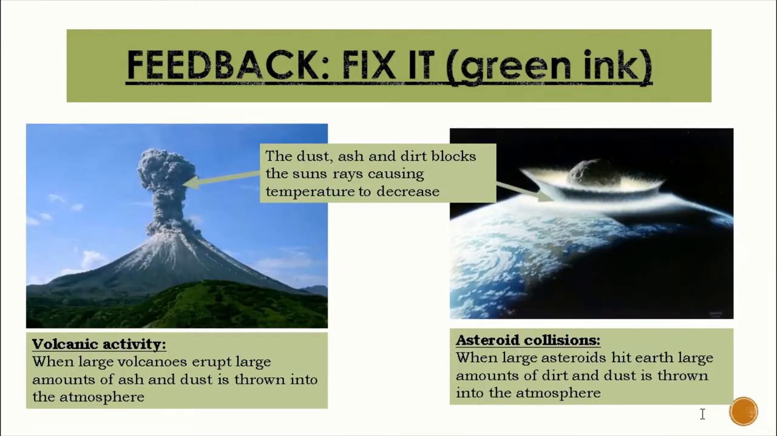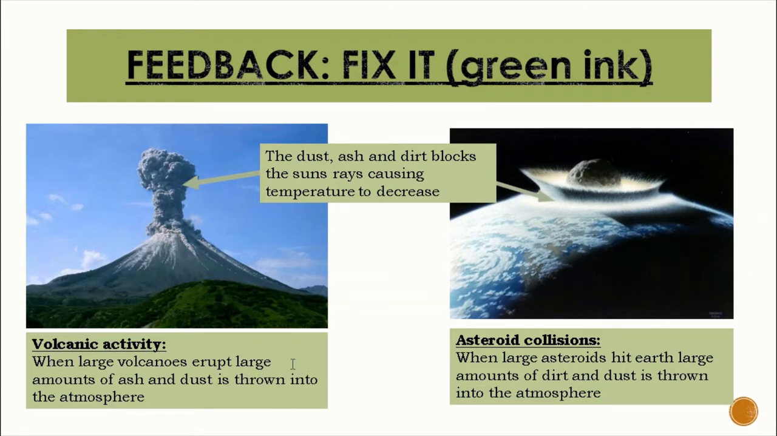Perfect, so you should have completed those 2. We're now going to move on to the final 2. And these 2 are very, very similar. So volcanic activity is your large volcanic eruptions which occur, and your asteroid collisions are when you have large asteroids, large rocks entering the atmosphere and hitting the Earth. Both of these cause the climate to temporarily decrease, so to become much colder. And the reason for this is because the sun's rays are blocked out, which means that less radiation can reach the Earth, causing temperatures to cool down.